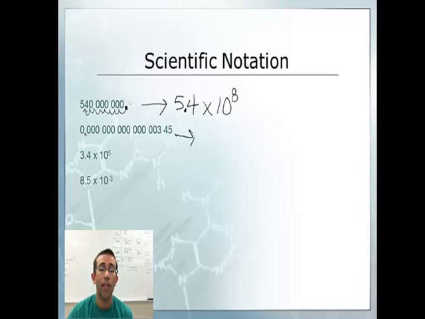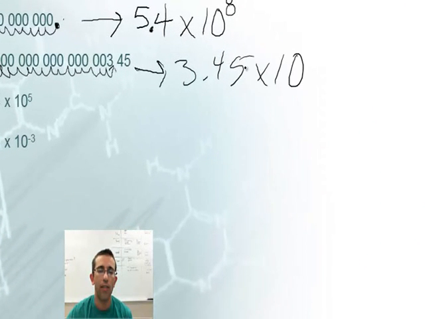This time we already have a decimal. So we're going to count how many times we move it. 1, 2, 3, 4, 5, 6, 7, 8, 9, 10, 11, 12, 13, 14, 15. Now once I put the decimal there, we're going to have a number in the ones place. So we write 3.45 times 10. We moved it 15 times. Okay, 3, 6, 9, 12, 13, 14, 15. Double checking myself. 15 times.